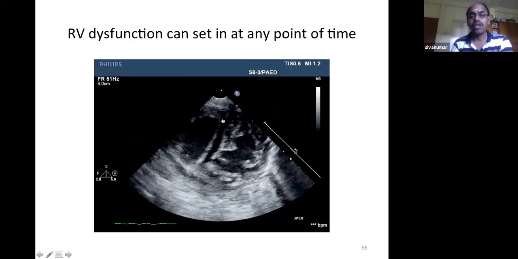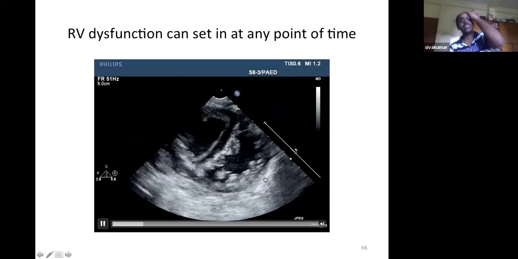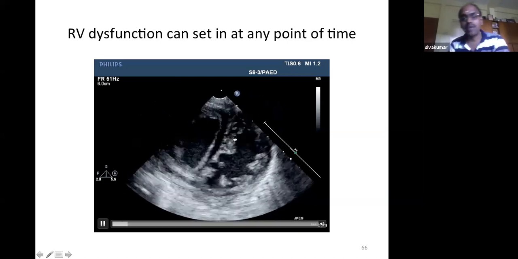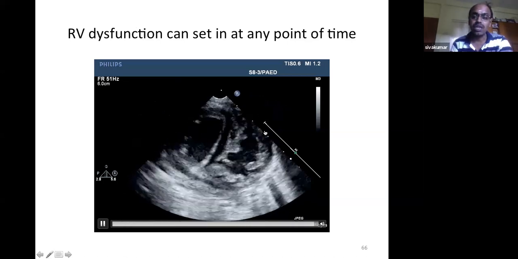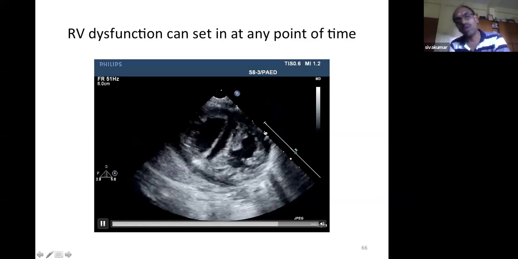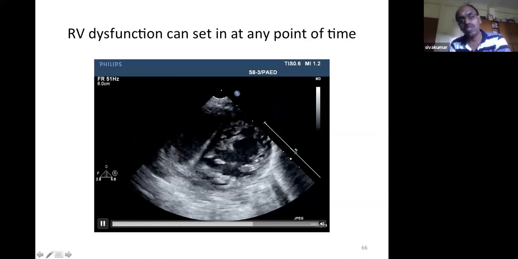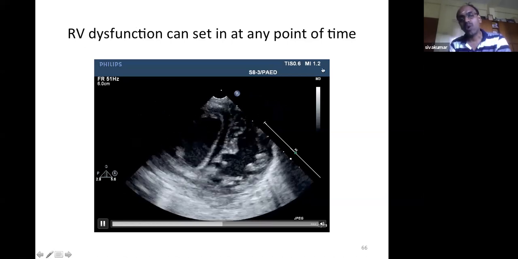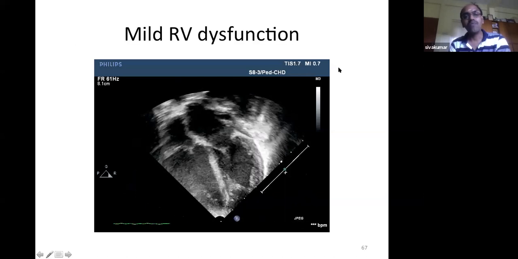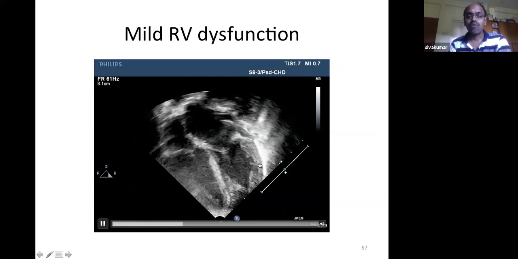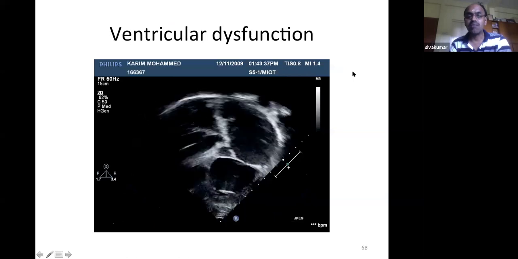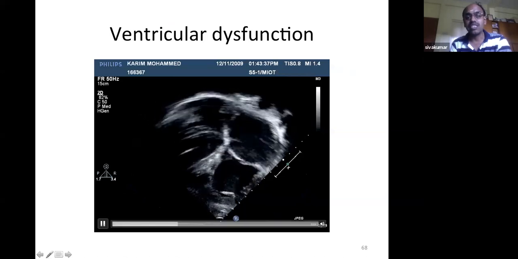RV dysfunction can be seen at various points of time in the patients with corrected transposition. In general, as they get older and older, there is progressively more and more RV dysfunction. RV gets more trabeculated, more dilated. Some patients may have milder degrees of RV dysfunction. Some patients may have very severe degrees of RV dysfunction.